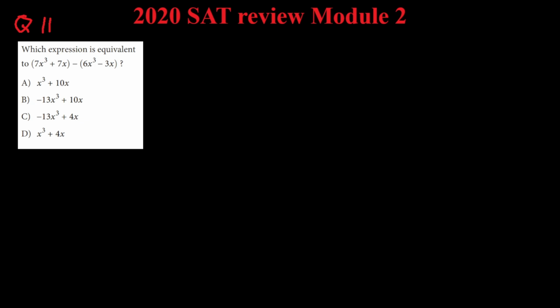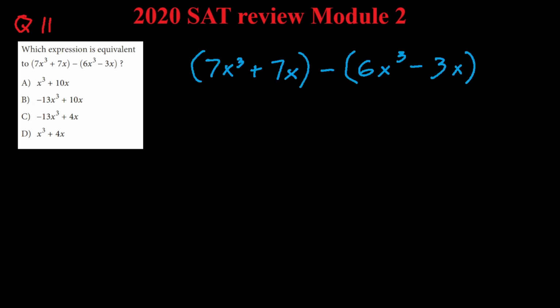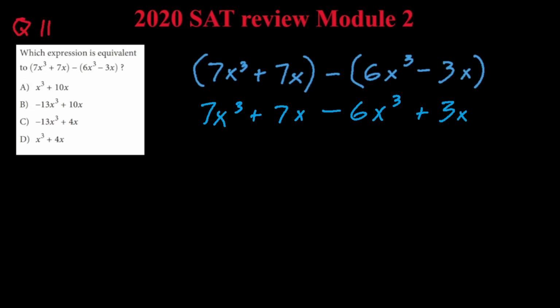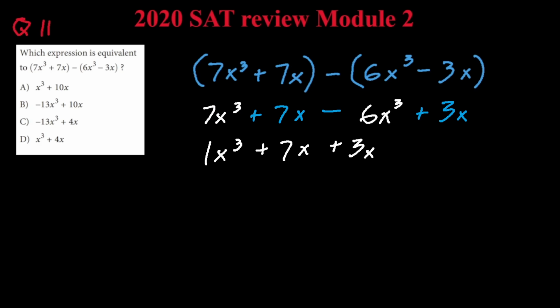For this question, we're asked which expression is equivalent to the given expression, and we have 4 choices. We simply have to combine like terms, so we start with the original expression. Then we distribute the negative 1 in the second expression. Then we combine the 7x to the third and negative 6x to the third. And finally, we combine the 7x and 3x. And then we see that 1x to the third plus 10x is choice A.